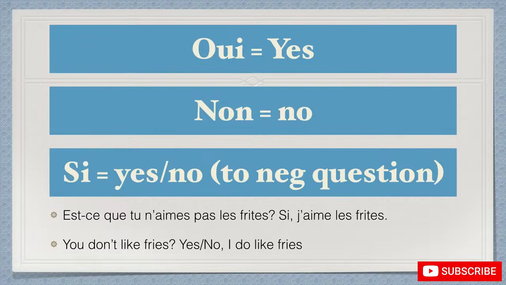So that's all for today's lesson. Just remember the 4 different ways to make a yes or no question, and then the 3 different ways to respond to them. So oui, non, et si. So that's all. Merci. And then in the next lesson, we'll be talking about more complex questions, and then that'll be it for questions. So, merci.